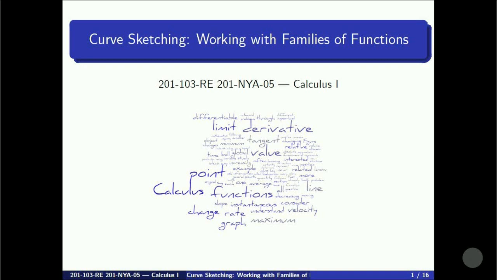Hi, in this video we look at an example where we need to do the sketch of the graph of a function that contains a parameter. In this case, we're actually not looking at a single function, but a family of functions that is obtained by considering different values of the parameter. The example is motivated by an optimization problem.